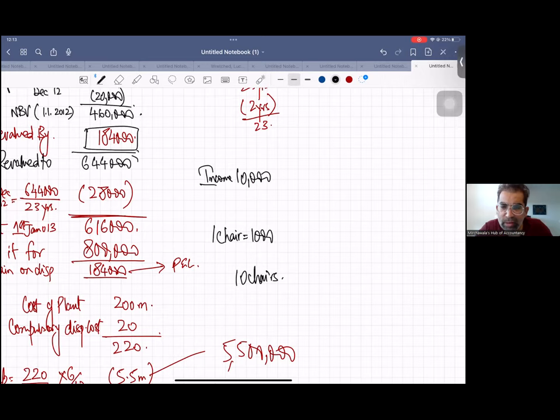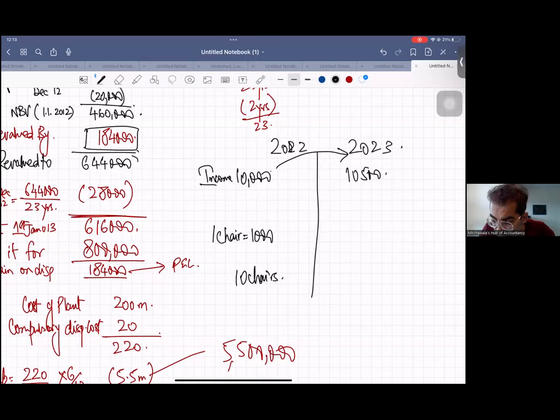Now listen. But this was 2022. This year, my income increased by 5%. That means 10,500. But now one chair cost 1,100. Can I buy the same number of chairs now? No. My real income is decreased. In reality, I came down because now I can buy only 9.5 chairs or something.